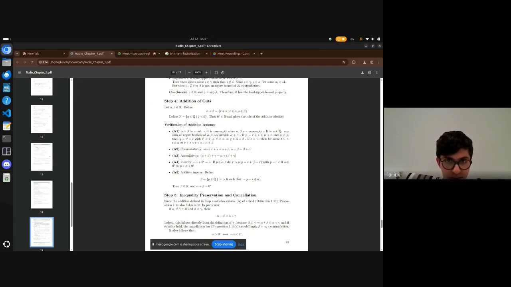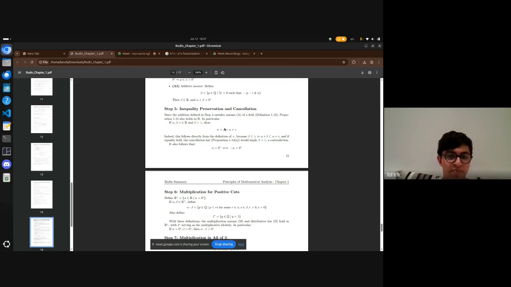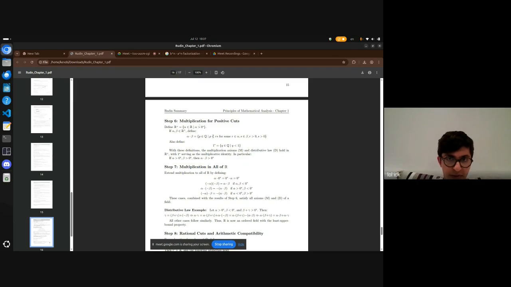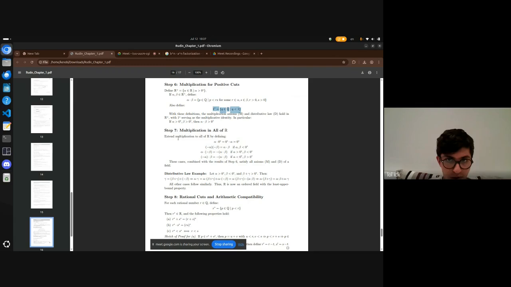Commutativity, associativity, we get the same laws over here, and we also get the additive inverse. Now we get inequality preservation over here. Same thing as a normal number line, right? And we get multiplication for positive cuts. It's basically the same thing, but now we're multiplying, and we define one as the cuts Q less than 1. And for multiplication in all of R, we get these properties over here, which is analogous to what we saw earlier.